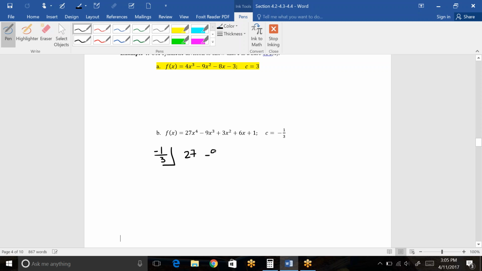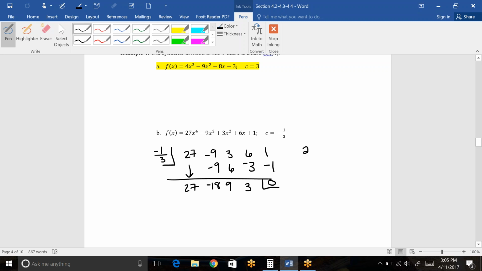27, -9, 3, 6, and 1. Notice each power of x was there, so no zeros were needed. Pull down the 27. -1/3 times 27 would be -9. Add the column. -1/3 times -18 would be +6. Add the column. -1/3 times 9 would be -3. Add the column. -1/3 times 3 is -1. Add the column. Notice that this equals 0.